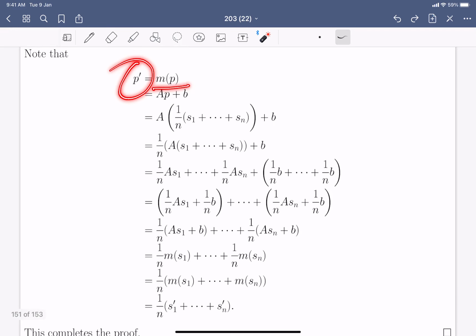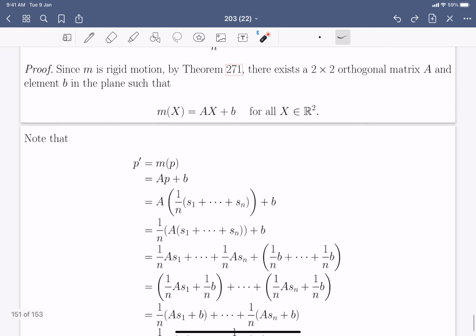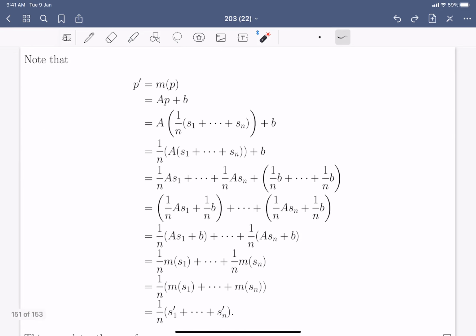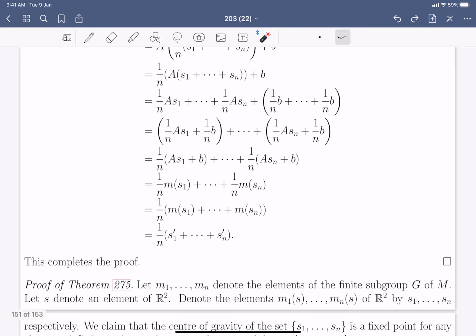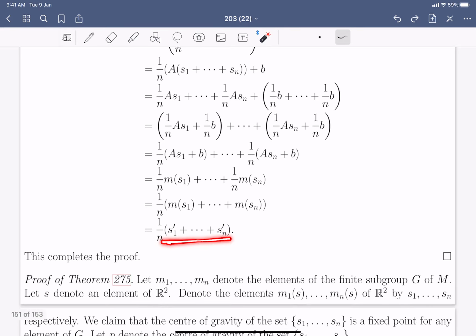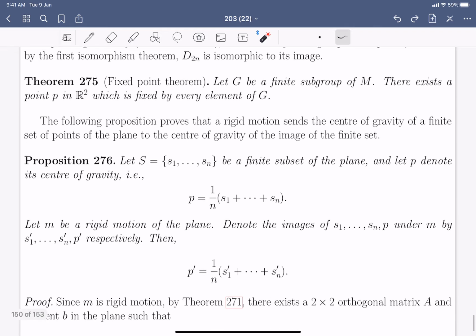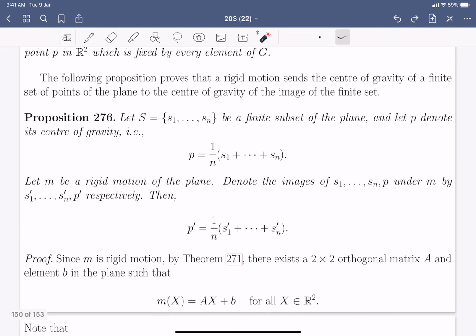Because P' is by definition the image of the point P, this has to be of the form AP + B, by the definition of the matrices A and B. Then from a straightforward computation, it follows that this is equal to 1 over n times (S1' + ... + Sn'), that is the center of gravity of the set of points S1' till Sn'. Great. So we have proved that a rigid motion sends the center of gravity of a set of points to the center of gravity of the images of these points.